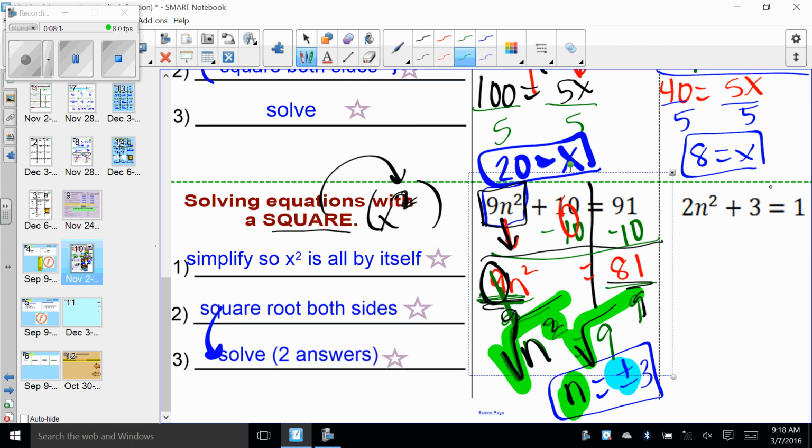Last problem of the day. Here we go. Hand method. Get that n squared all alone. So we're going to cover that with our hand. We're going to subtract 3, copy, paste.